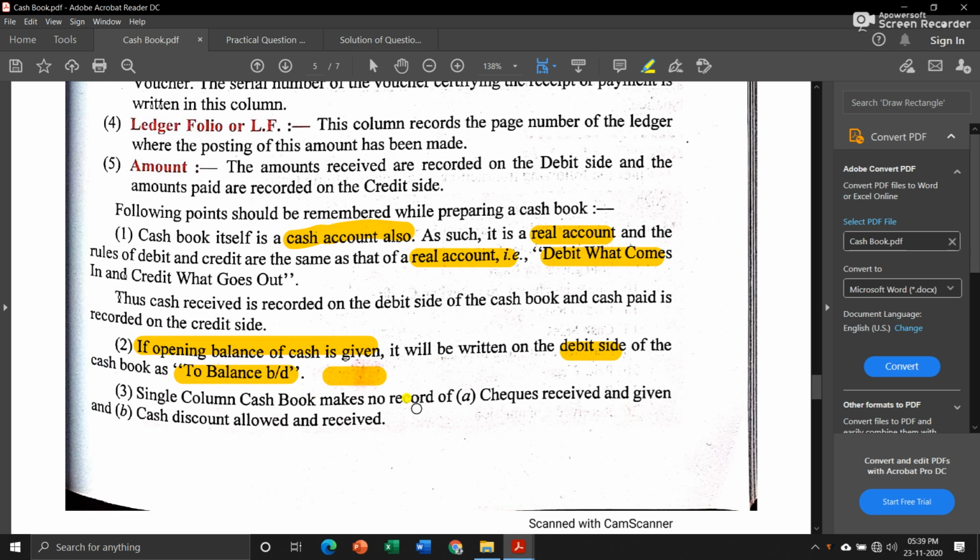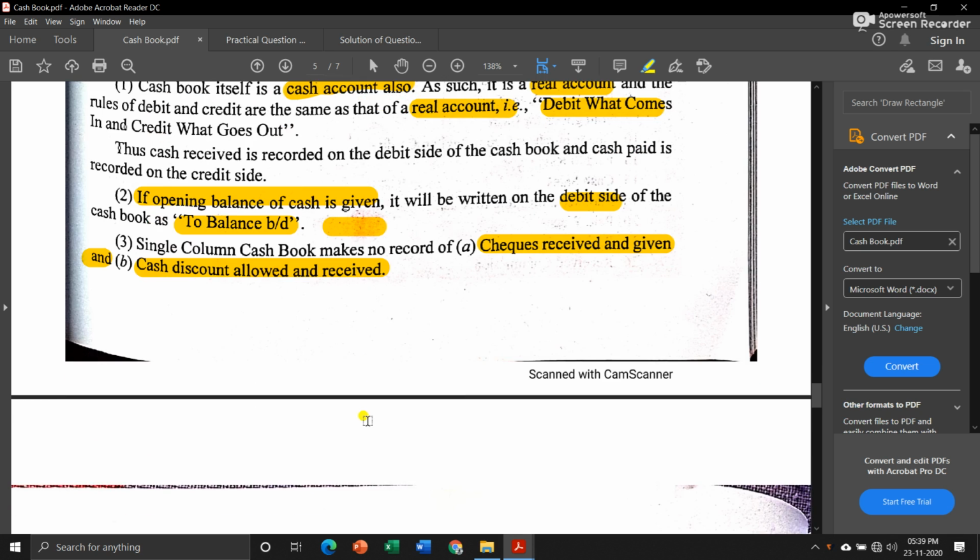Then single column cash book makes no record of checks received and given. So for single column cash book, you have to particularly remember that we don't record any transaction related to checks received or checks given. Then cash discount allowed and received also we don't record in cash book. For that we will pass a journal entry, which is known as journal proper.